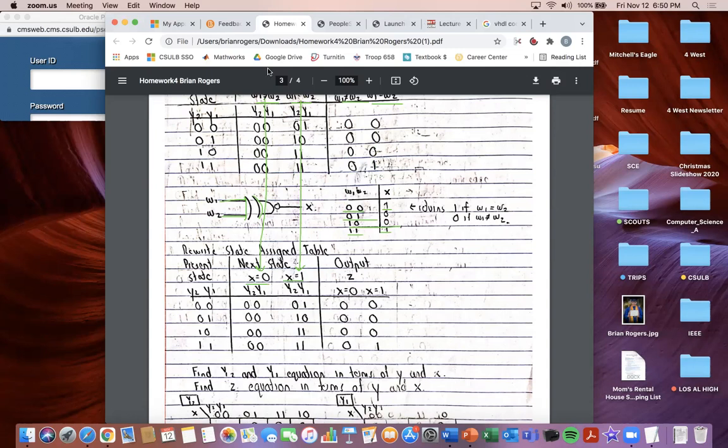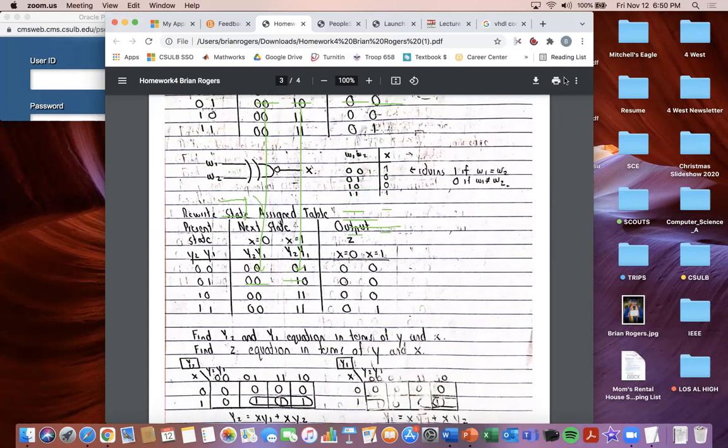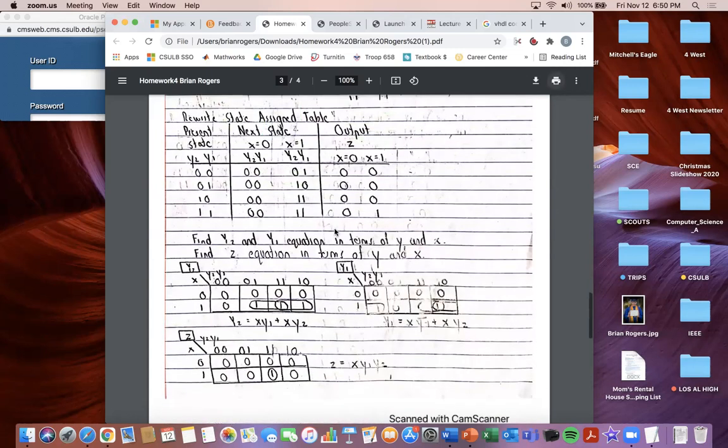And so then I find my equations. Shall I clear all this? I find my y2 and y1 equations in terms of y and x. And so here I create my k-maps and find the equations for them.